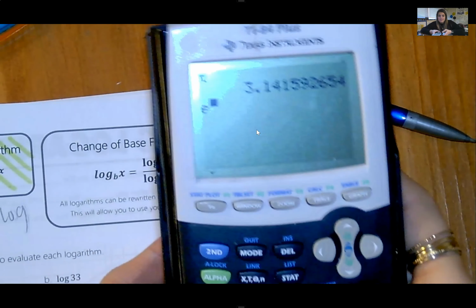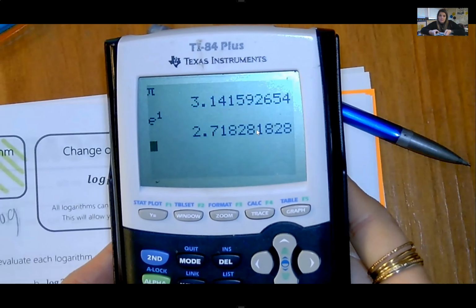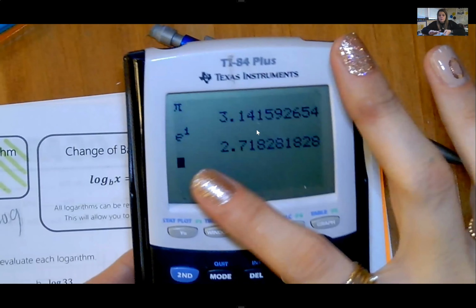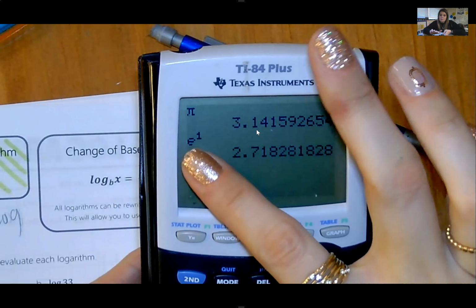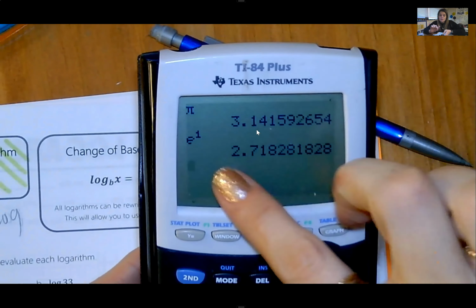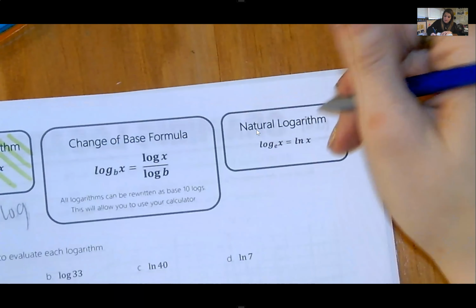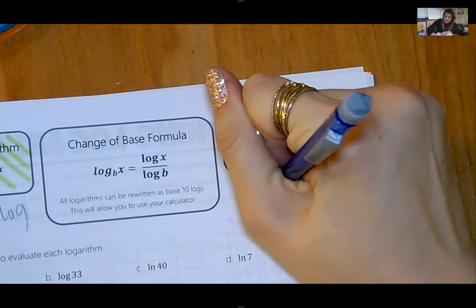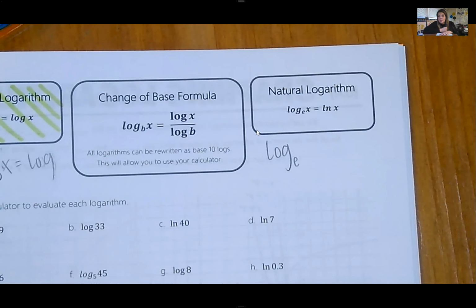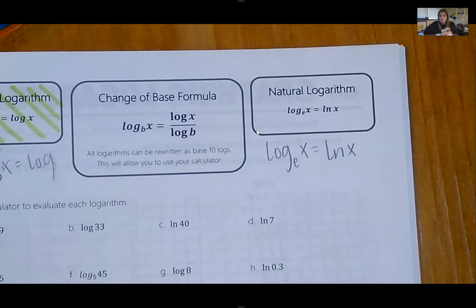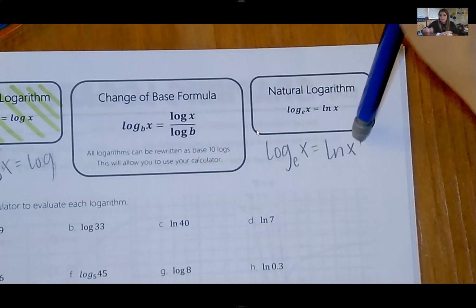Well, E is the same. E is 2.718, going on forever. E is almost just as popular as pi is. They're both just special numbers. So if you have log with a base E, so we're saying log and the base is that special Euler's number, then you can just rewrite it as the natural log of X.